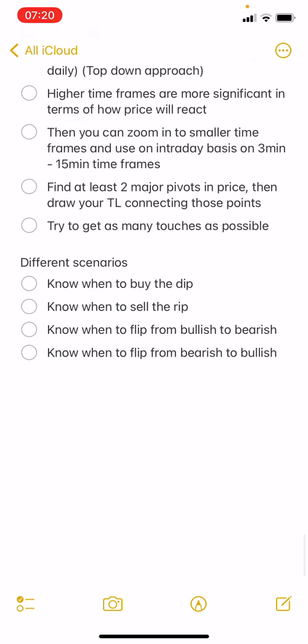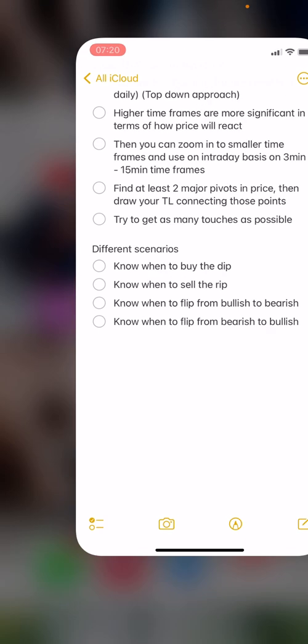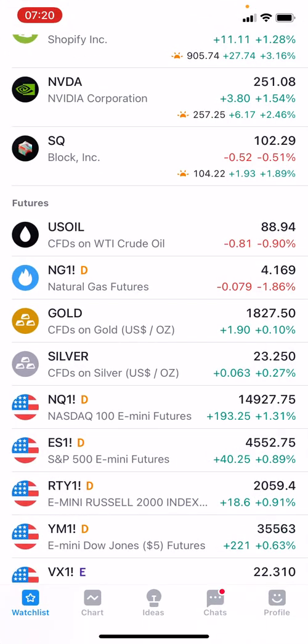Then I'm going to go over 4 different scenarios, 4 different ways that you can use trend lines. It's knowing when to buy the dip, knowing when to sell the rip, knowing when to flip from bullish to bearish, and knowing when to flip from bearish to bullish, okay? I'm going to go over all that here in a second. So let's flip over to TradingView.